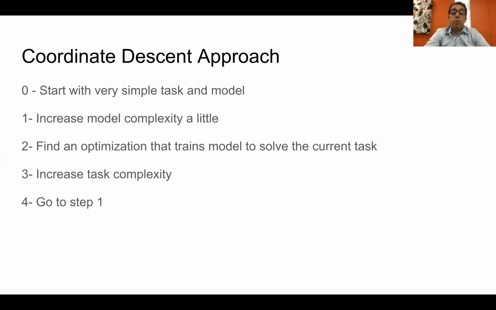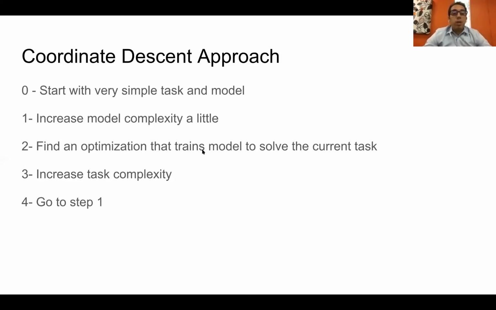Okay, so we start with a very simple task and a simple model, and then the first step is to increase our model complexity little by little, and find an optimization that trains that model to solve the current task. So if we are trying to classify cats and dogs, we have to find a neural network model that can at least classify 10 or 100 cats from dogs. If we are not able to find any optimization or neural network that solves this, then we are probably not on the right track for solving the more complex task.